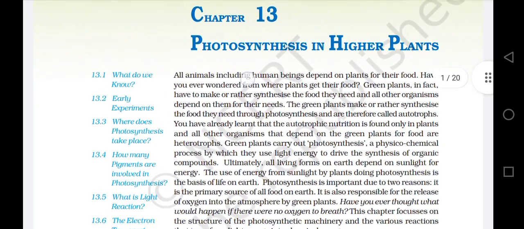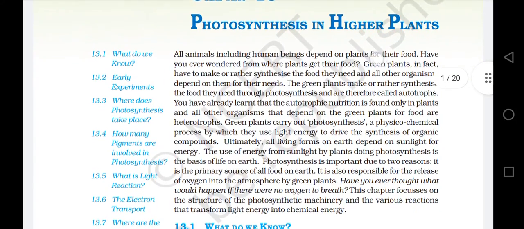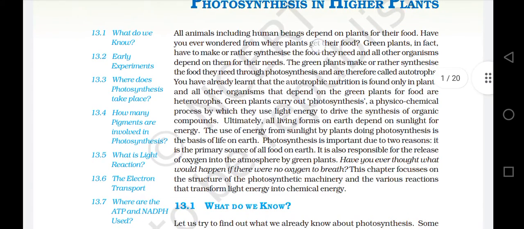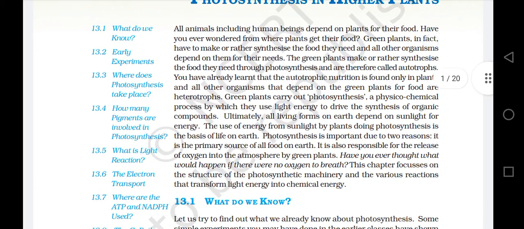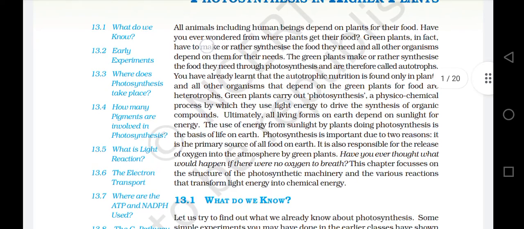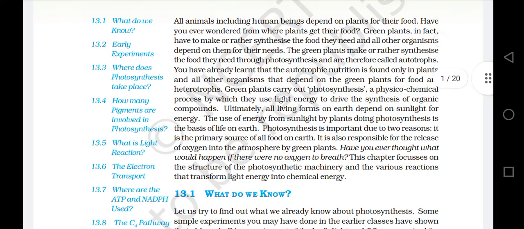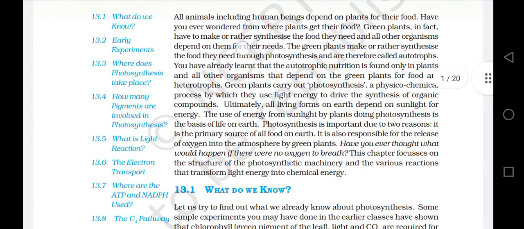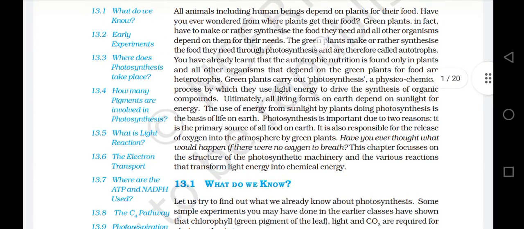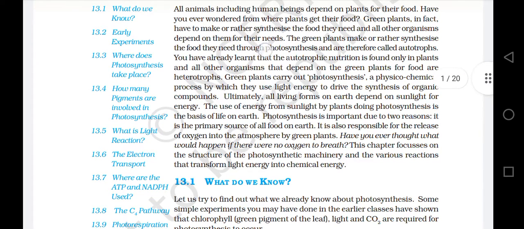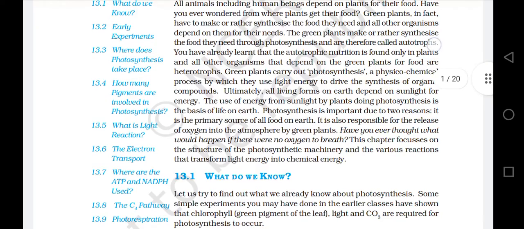All animals, including human beings, depend on plants for their food. Have you ever wondered from where plants get their food? Green plants, in fact, have to make or rather synthesize the food they need, and all other organisms depend on them for their food needs. The green plants synthesize the food they need through photosynthesis and are therefore called autotrophs.